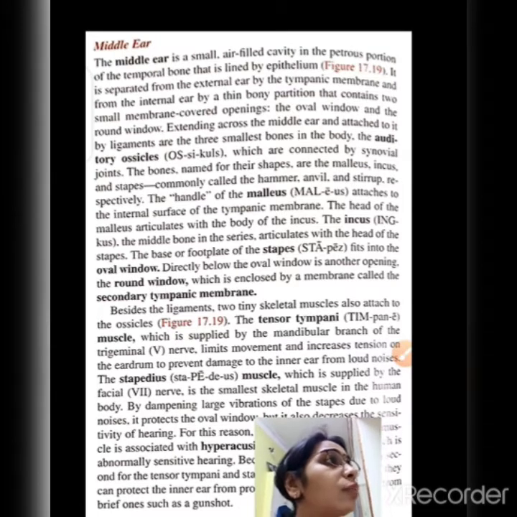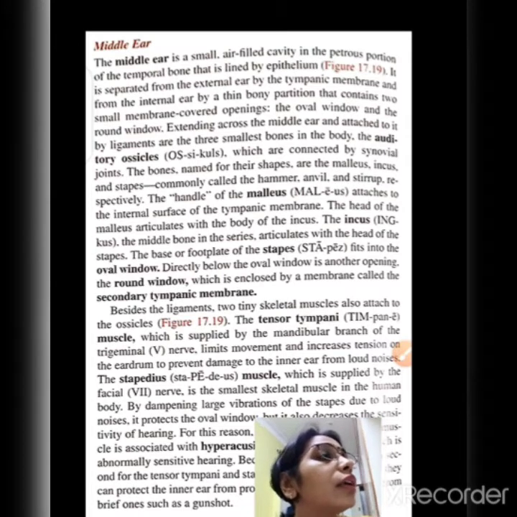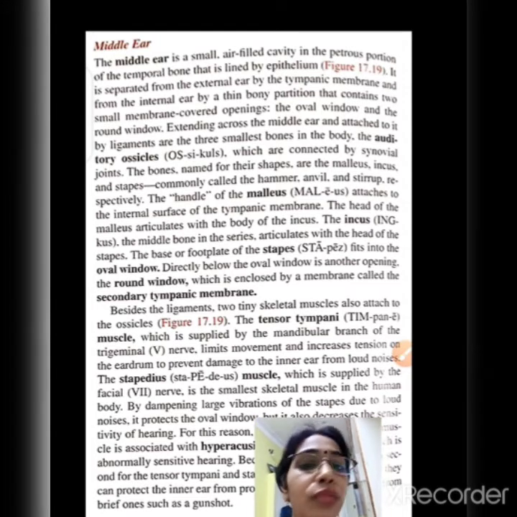The handle of the malleus attaches to the internal surface of the tympanic membrane. The head of the malleus articulates with the body of the incus, the second bone, which is the shape of an anvil. The incus, the middle bone in the series, articulates with the head of the stapes. The base of the footplate of the stapes fits into the oval window. In this way the three bones are attached to each other.